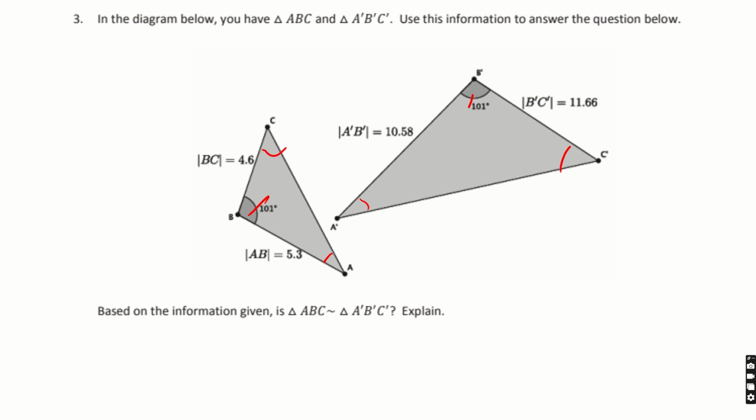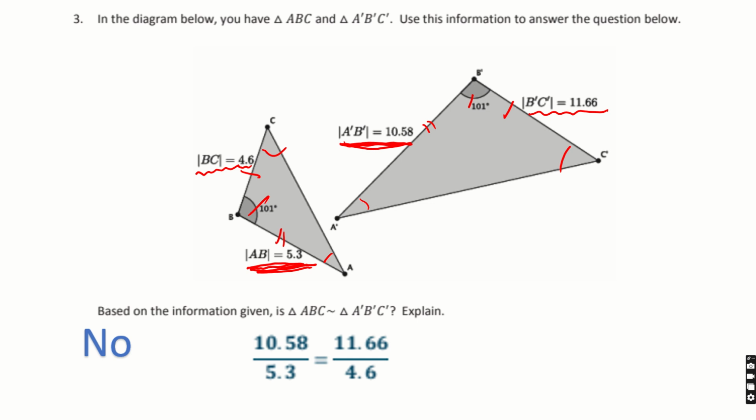And if we were to use this, we could try to set up a scale factor concept to look and see whether or not it matches. So again, BC, this one here, would match with B prime, C prime. So I'd be looking at 4.6 compared to 11.66, and I'd look for a scale factor. And then I could also look for a scale factor for this one here, AB. So that's 5.3 compared to this A prime, B prime. That's 10.58, right? Or we could set up again a cross multiply solving equations. In this case, the answer is no, it's not enough given information.